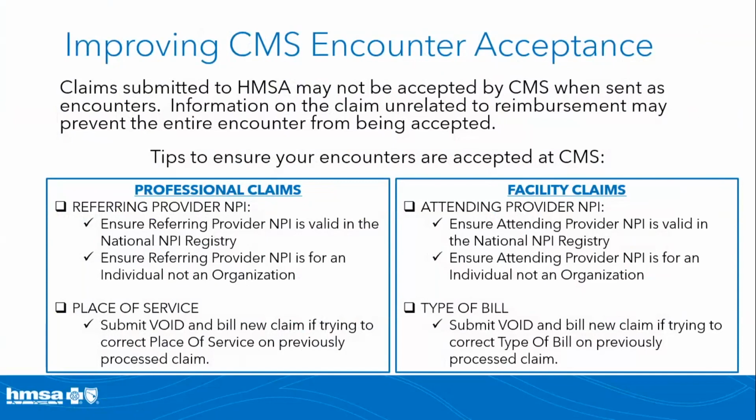Another tip to improve your CMS encounter claims acceptance is when you're making corrections to the place of service for professional and type of bill for facility claims, we're asking that providers address these types of corrections as void, then submit a new claim rather than an adjustment claim. And this is a little bit different than the process you're probably currently used to.